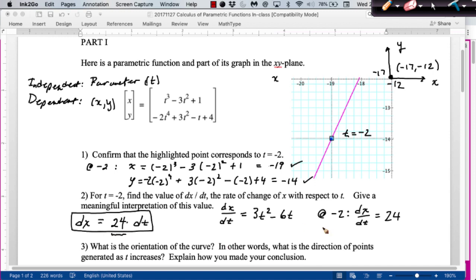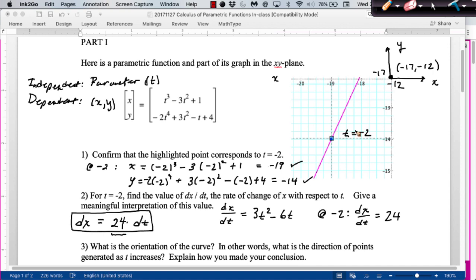Okay, so now orientation of the curve. Given that the rate of change is positive 24, how are the points being generated? What does the 24 tell us about how points are being generated? As t changes, what's increasing in magnitude? The x value, right? Because that rate is positive, x values increase.